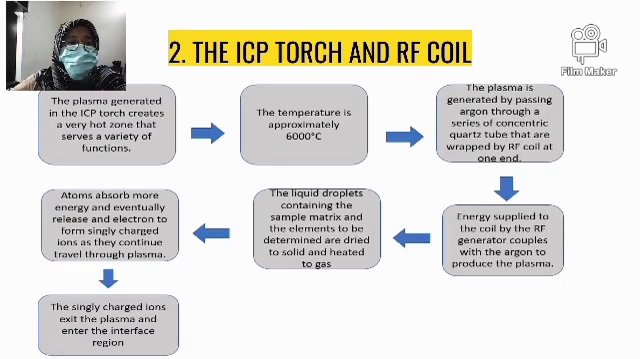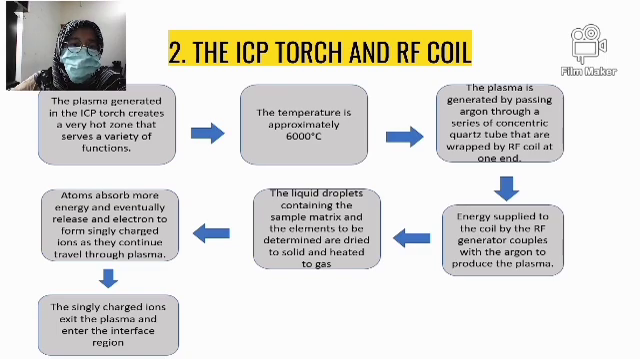The ICP torch and RF coil. The plasma generator in the ICP torch creates a very hot zone that serves a variety of functions. The temperature is approximately 6,000 degrees Celsius. The plasma is generated by passing argon through a series of concentric quartz tubes that are wrapped by an RF coil at one end. The energy supplied to the coil by the RF generator, also known as the radio frequency generator, couples with the argon to produce the plasma.